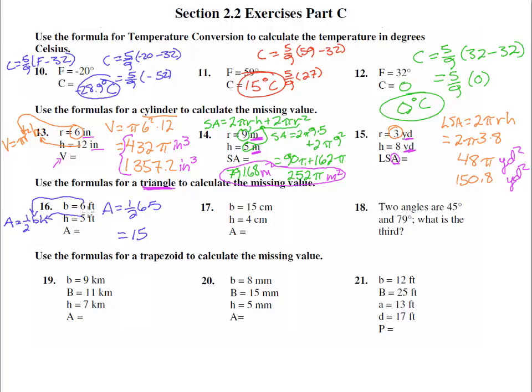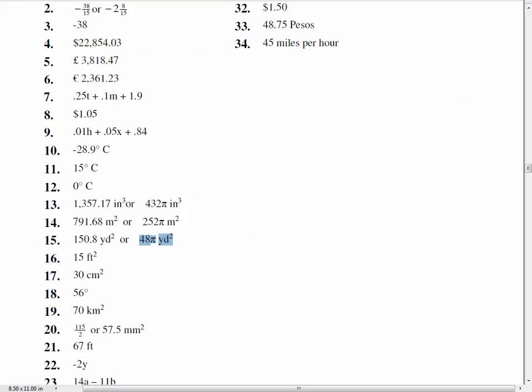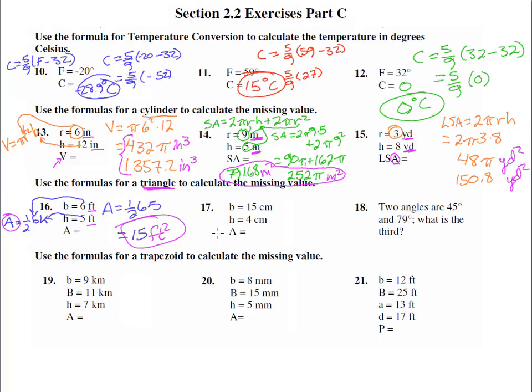So 15. Now notice that our units were in feet, and we're trying to find an area, which is in the second dimension, so we will have feet squared. 15 feet squared. Let's double check our answer. Yes, 15 feet squared. Next one.